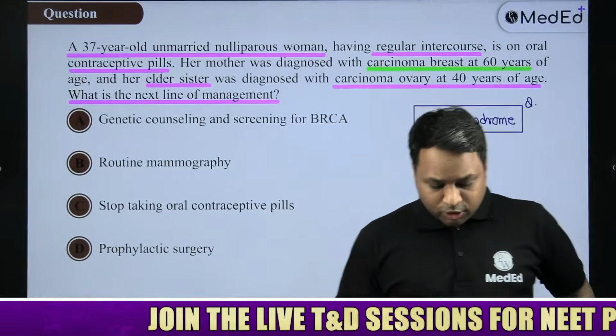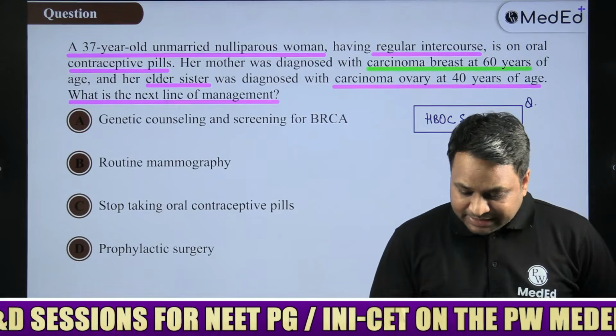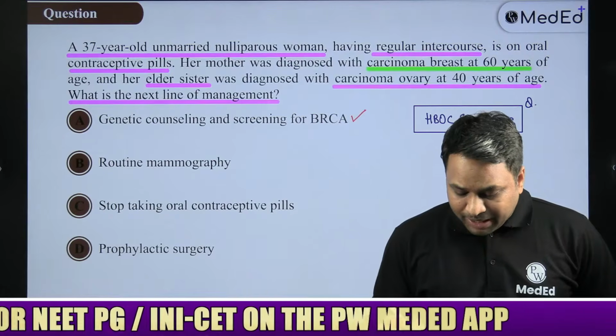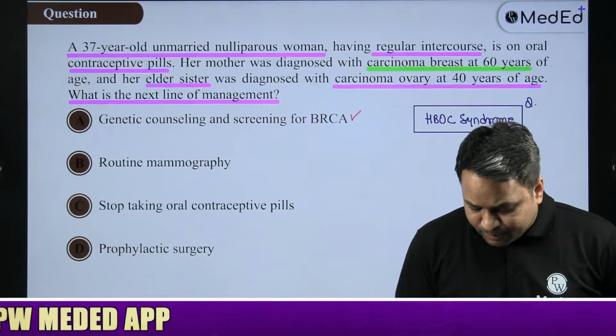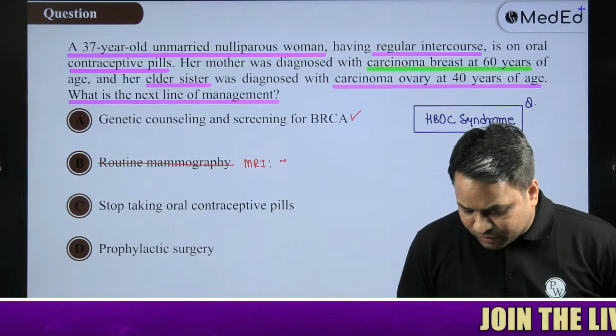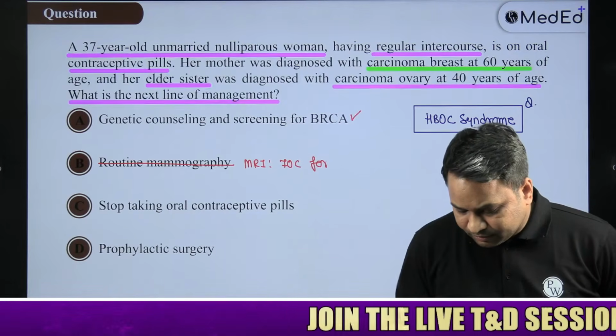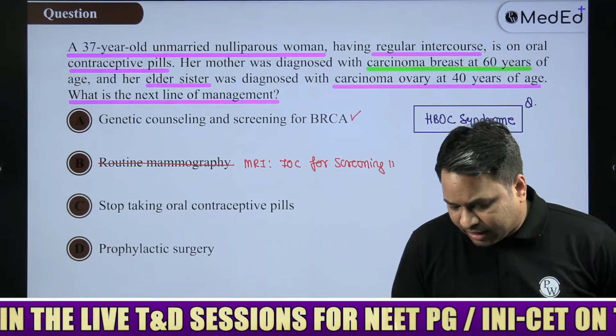So, what are you going to do as the next step? Genetic counseling and screening of BRCA, yes, this is what I would like to do. Routine mammography, no, she's a high-risk patient. In a high-risk patient, I would perform MRI as the investigation of choice for screening.